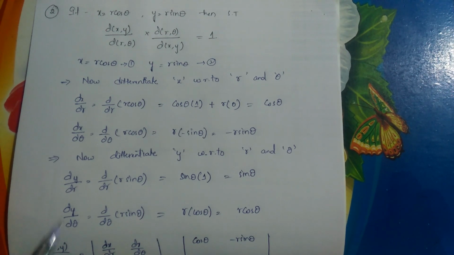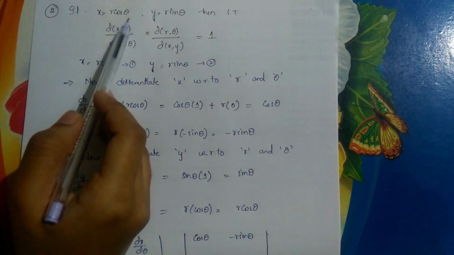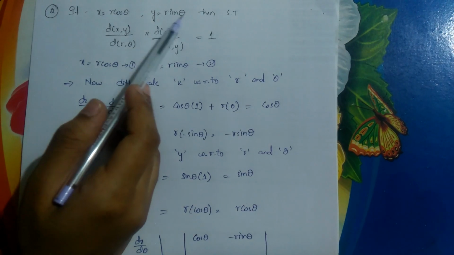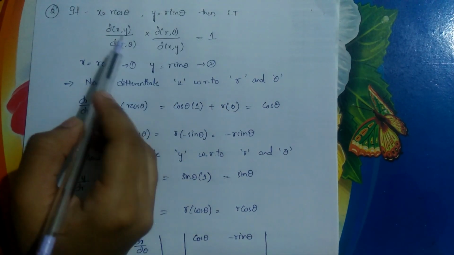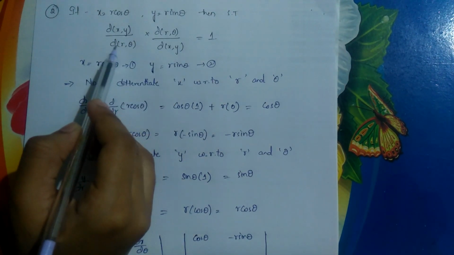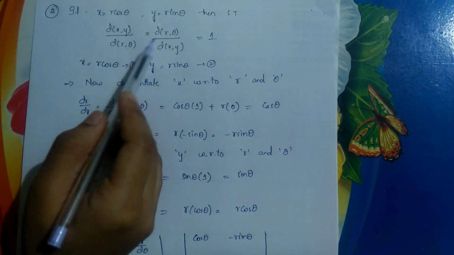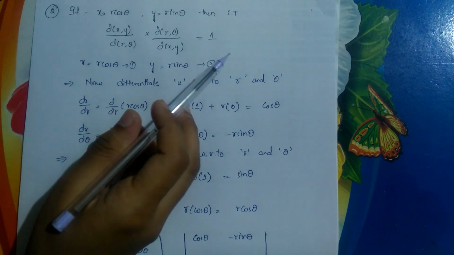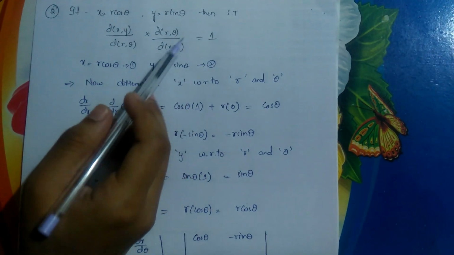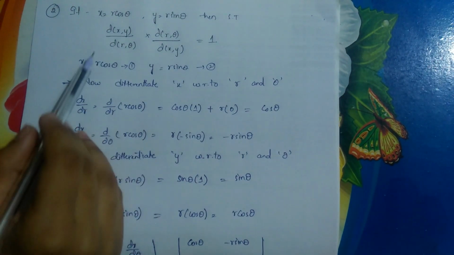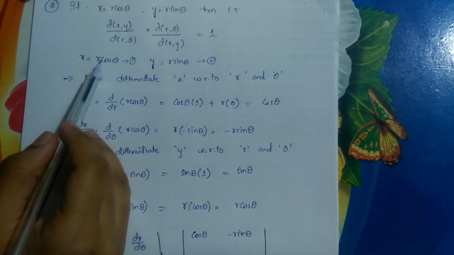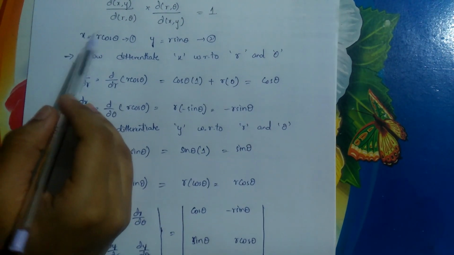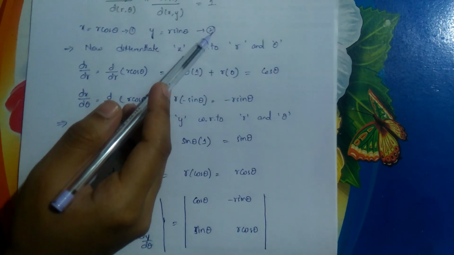Second question: if x equals r cos theta and y equals r sin theta, then show that ∂(x,y)/∂(r,θ) into ∂(r,θ)/∂(x,y) is equal to 1. So we have to prove this condition. Let x equals r cos theta be equation 1 and y equals r sin theta be equation 2.